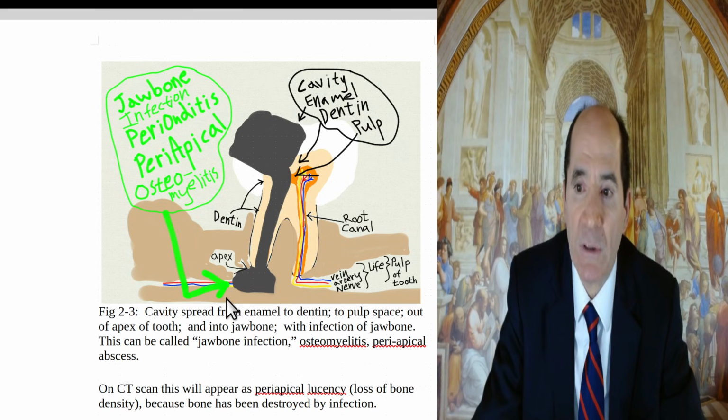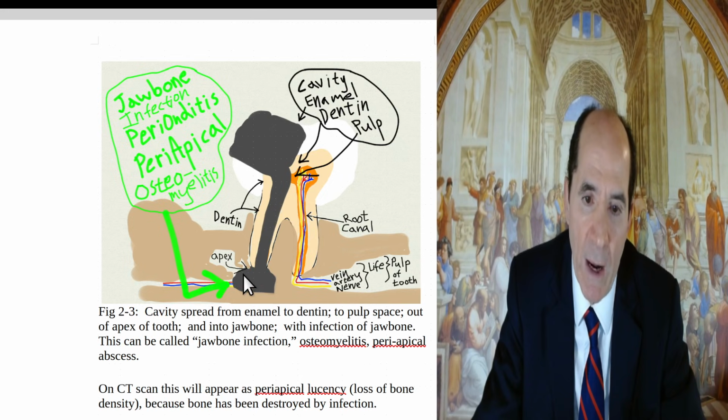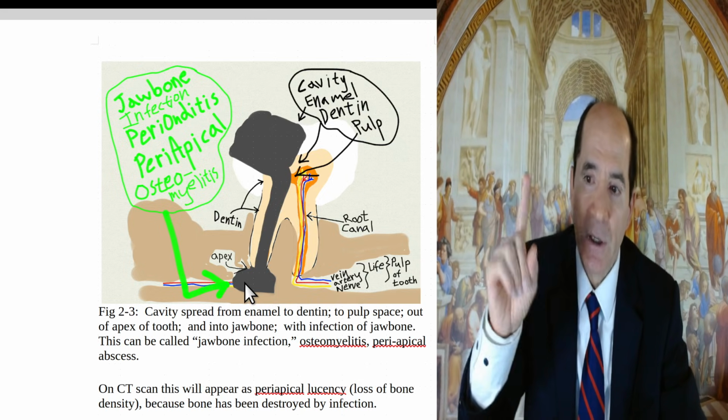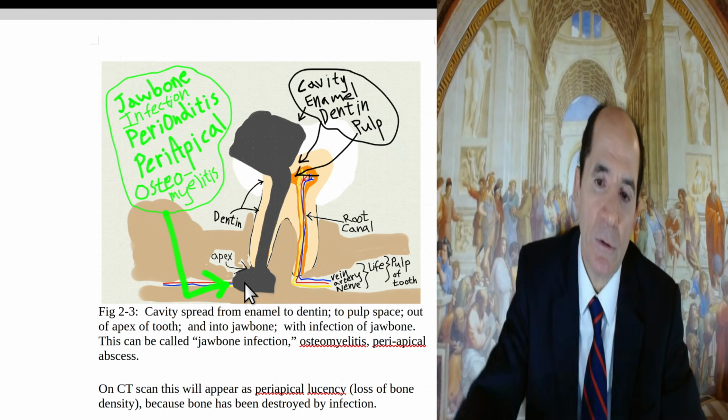So infection of a bone is osteomyelitis. This is the apex of the root, so this is periapical. Peri means around, so around the apex would be periapical. Okay, periapical, and the way I see it, it will be on a CAT scan. I'll see a lucency right at the apex of the tooth root, and I'll call that a periapical lucency.